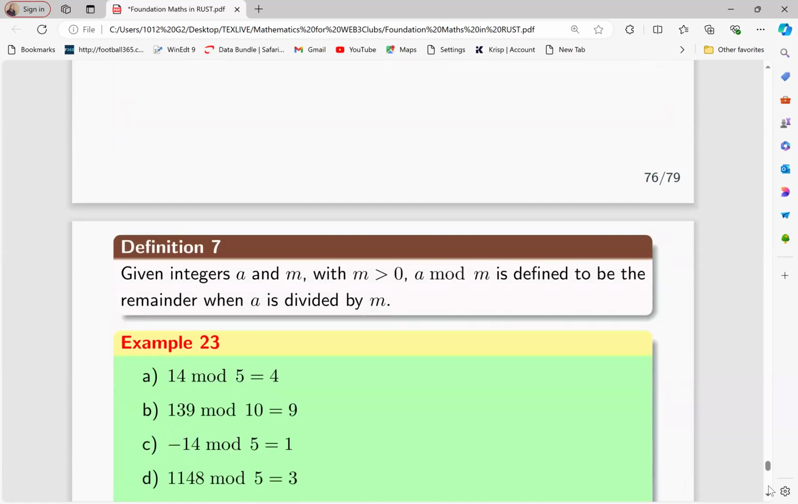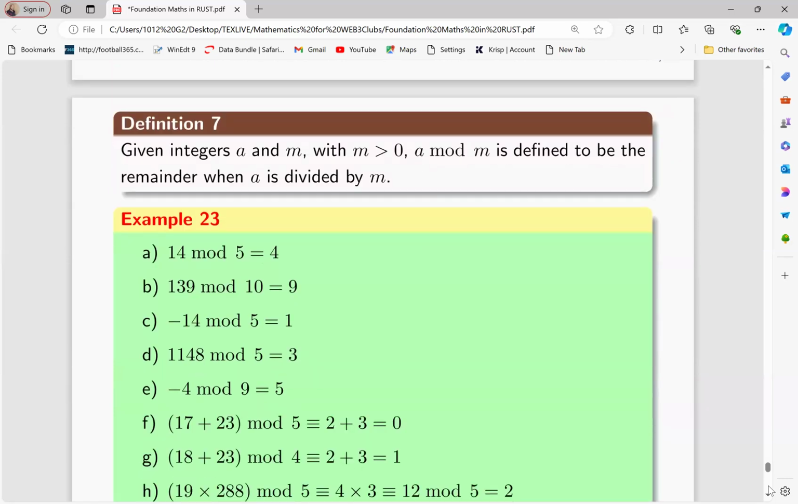Unless somebody has a question there, I want to go to something related to that. I'm defining, if I'm given an integer a and m, where m is greater than 0, a mod m. What is a mod m? We already talked about this. When we talk of a mod m, we are talking about what remains when you divide a by m. What remains when you divide a by m is what we call a mod m.